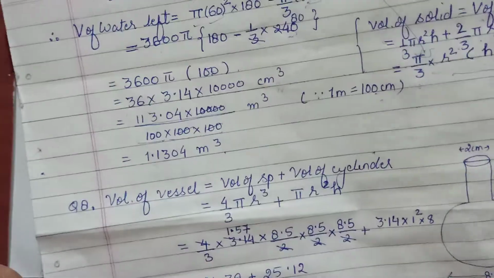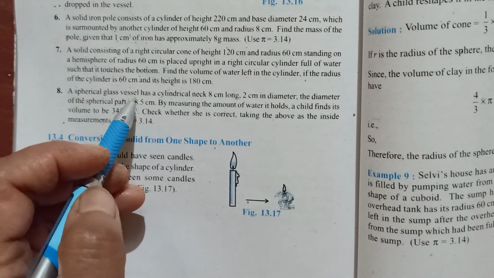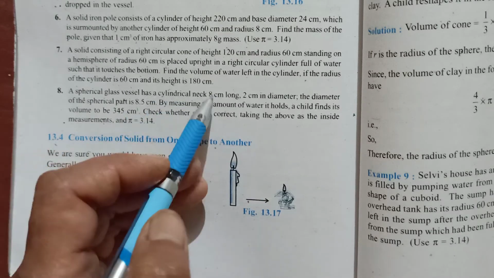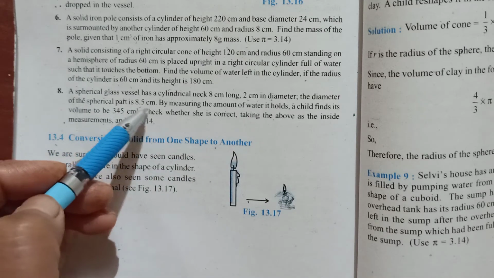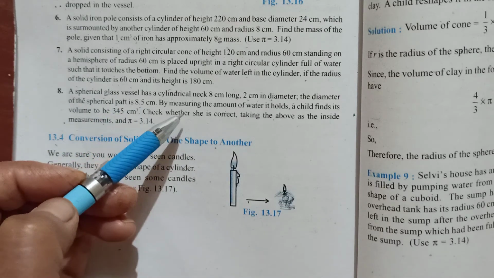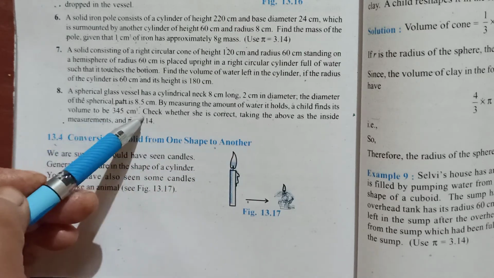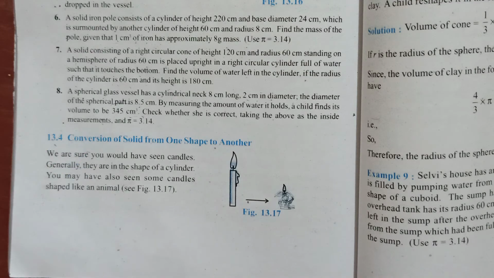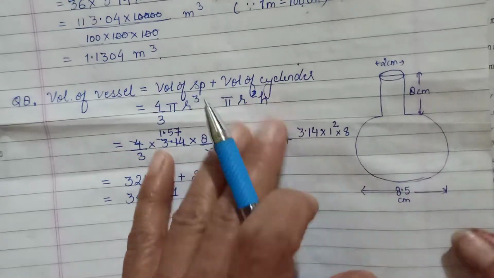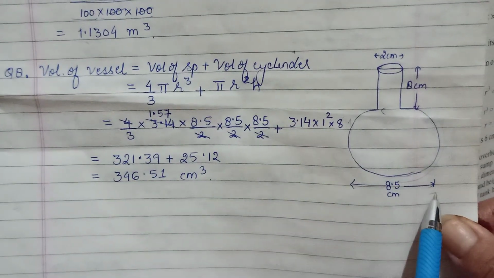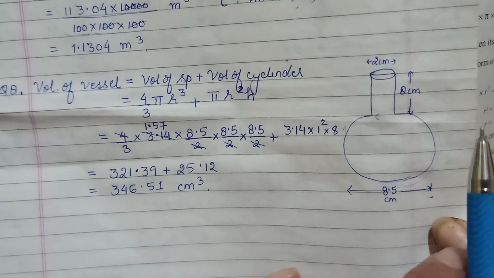All right, then next is your 8th question, which says we have a spherical glass vessel which has a cylindrical neck which is 8 centimeters long and 2 centimeters in diameter. The diameter of the spherical part is also given to us as 8.5. Then you just need to find its volume. Read the question. Someone has calculated this volume, and you have to check whether it is correct or not. So this would be a figure, a sphere with diameter 8.5. On top of that, a cylindrical neck, 8 in height and 2 in diameter.